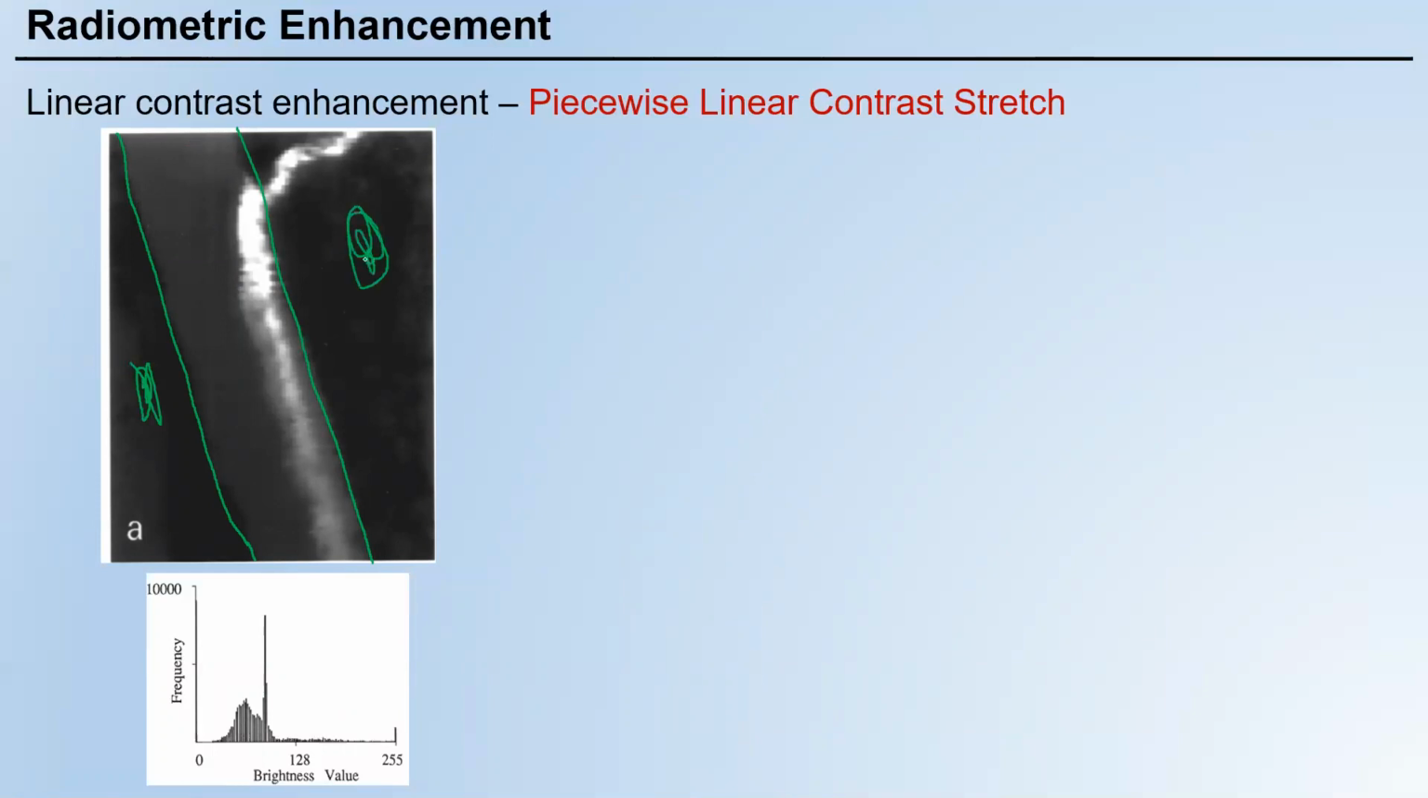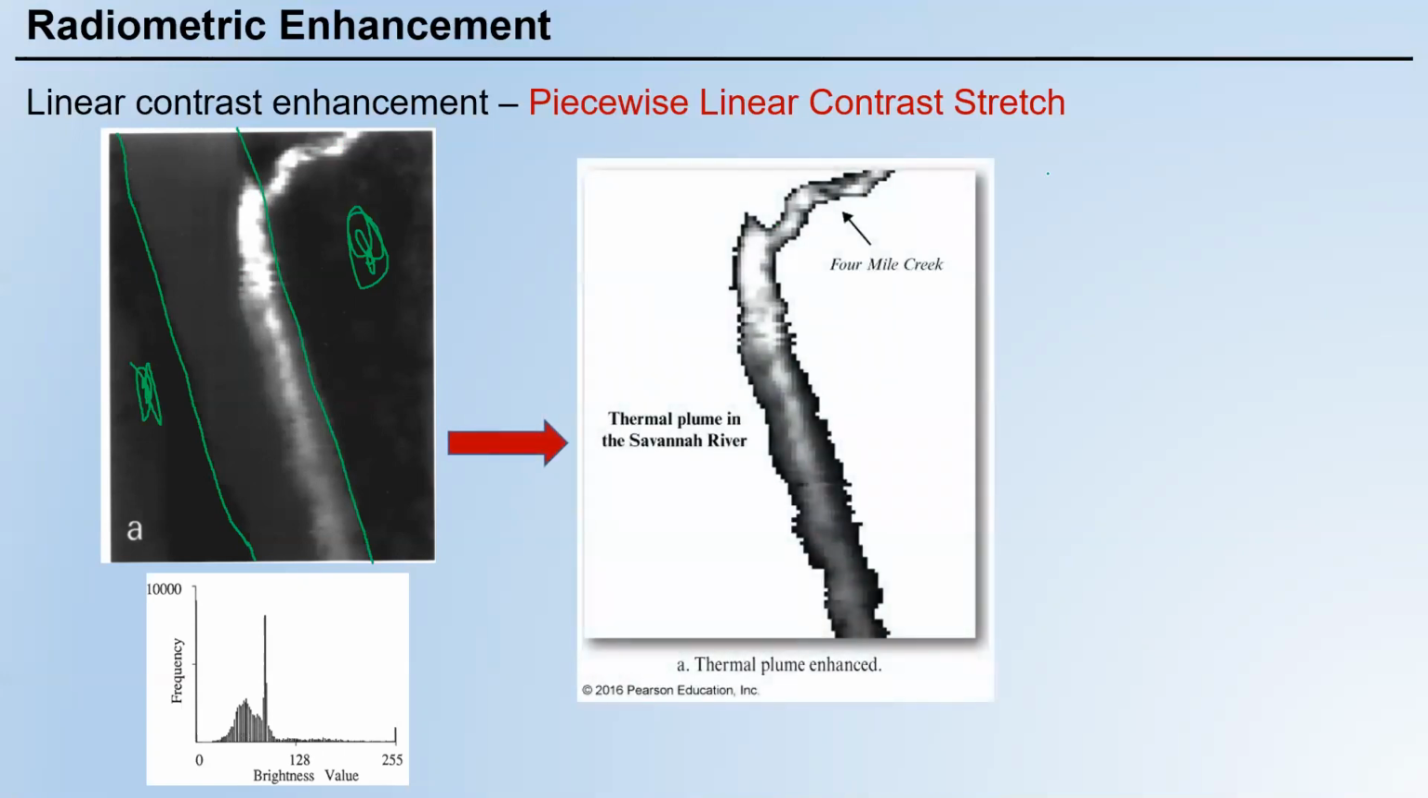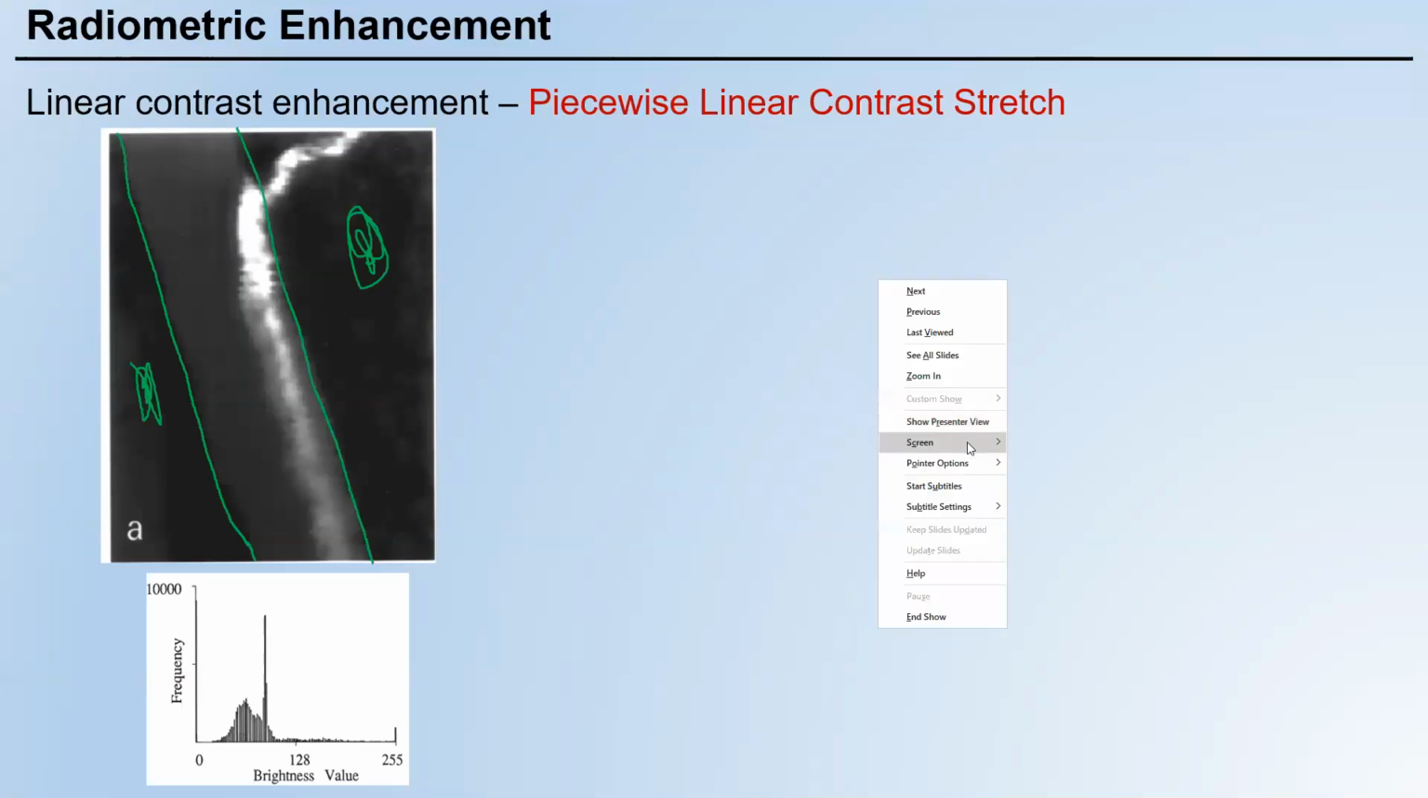But here we can say there is another creek merging into the Savannah River. It has a name. It's called 4 Mile Creek. So let me draw the boundary again. Okay, let me use another color. So this is another creek. It's called 4 Mile Creek. It is merging into the Savannah River.